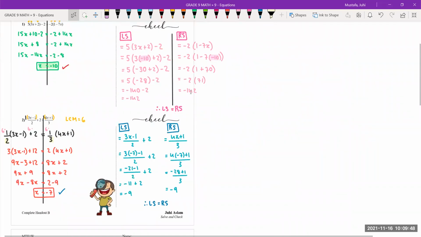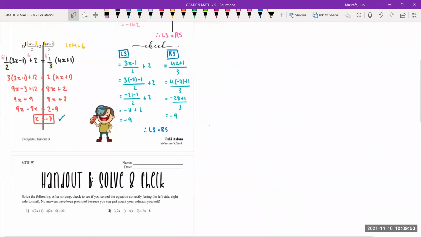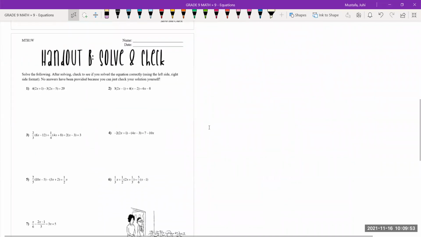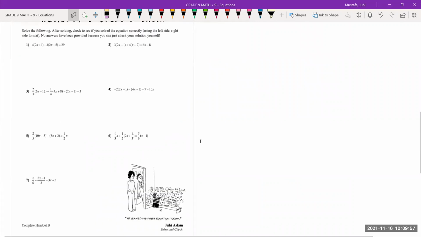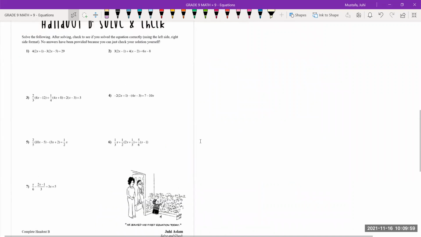It was okay? Okay. So your homework for this part is handout B. There are 7 questions. You're going to notice there are no answers at the bottom because you're going to solve. You can't do it on the sheet, by the way. You need another sheet. You're going to solve it. You're going to check the left side. You're going to check the right side. And then we will take this up tomorrow.